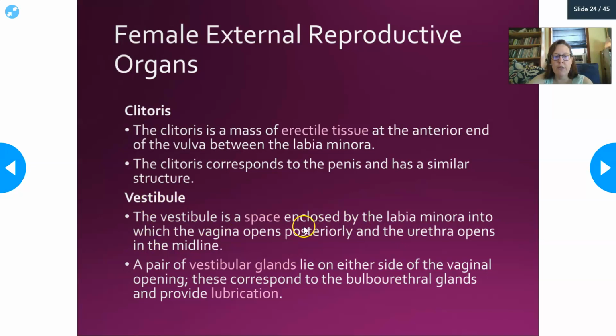The vestibule is the space that is enclosed by the labia minora, so it's basically the opening into the vagina, and it opens posteriorly, and the urethra opens in the midline. So you have the urethra, and then below that you have the opening of the vagina. A pair of vestibular glands lie on either side of this vaginal opening, and they correspond to the bulbourethral glands of the males, and they provide the same thing that they do in the male, which is lubrication, and that's for sex.